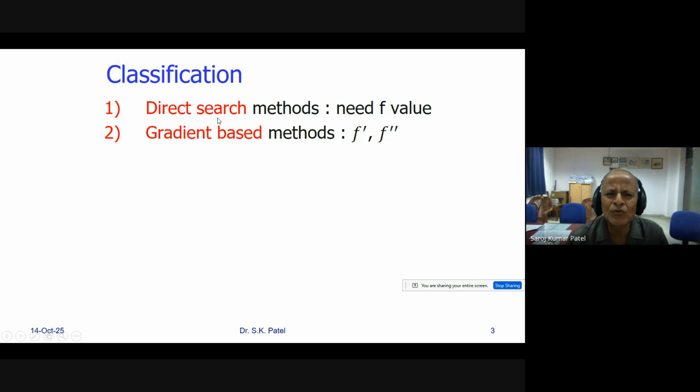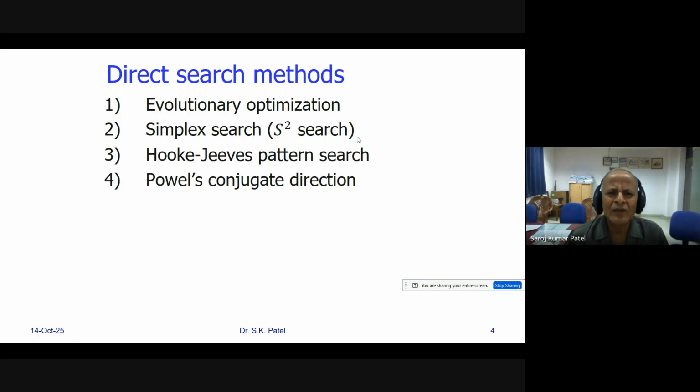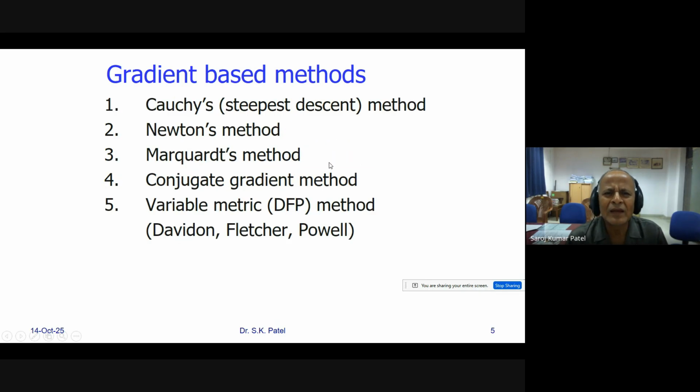So here also there are two groups of methods. Direct search methods: here there is no need of any derivative. You only have to find the function value and compare. But in gradient based methods, you have to take the help of first and second derivatives. These are the four direct search methods. I have already told you at the beginning. We will discuss today the Hooke-Jeeves pattern search method. And the gradient search methods, already I have told you, these are the gradient based methods. So Cauchy's method is more popularly used.